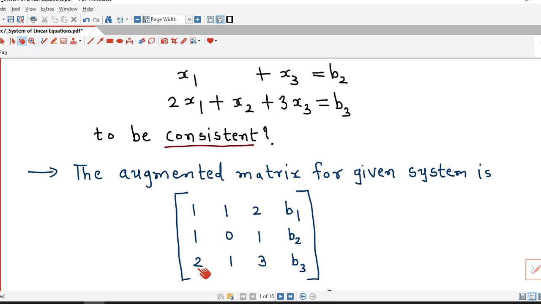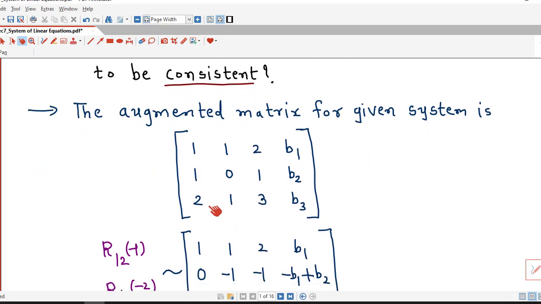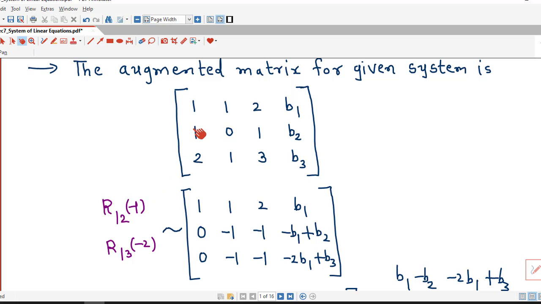So to make these two entries 0, we multiply the first row by -1 and add in the second row, and we multiply the first row by -2 and add in the third row. So first we take the operation multiplying the first row by -1 and adding in the second row.